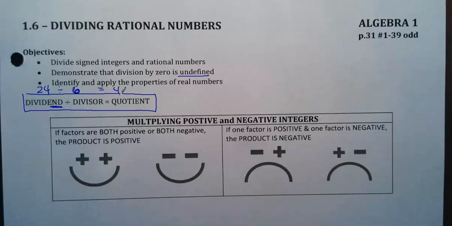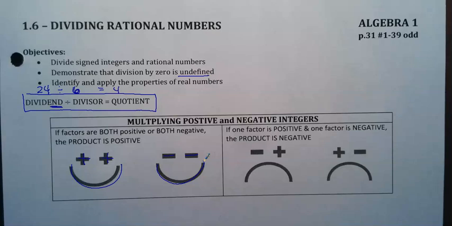We talked about these symbols a little bit to help you remember about multiplying and dividing positive and negative integers. So if factors are both positive or both negative, the product is positive. If I have a positive times a positive, my answer is positive. Or if I have a negative times or divided by a negative, my answer is positive. So if they're the same sign, it's going to be positive.